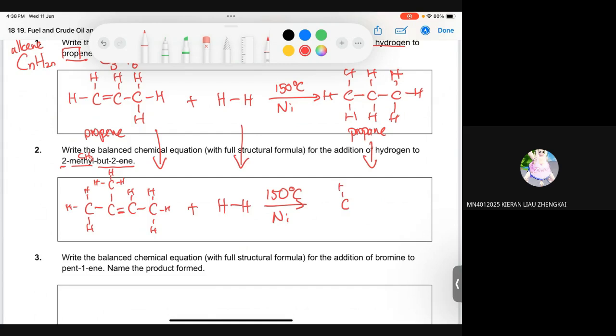So I'll draw the CH3. Mr. Eugene, if you draw the double bond in the first one instead of the second one, can also, right? Cannot, because it's a butene. So you cannot draw on the first carbon. Ooh. Okay, it must be at the second.